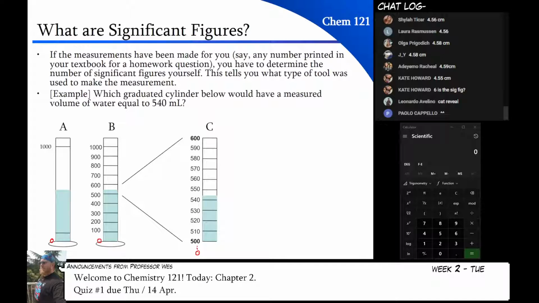C is just the same for B, but zoomed in so that there are more digits. What I want you to tell me is which graduated cylinder, A, B, or C, should you record 540 milliliters?